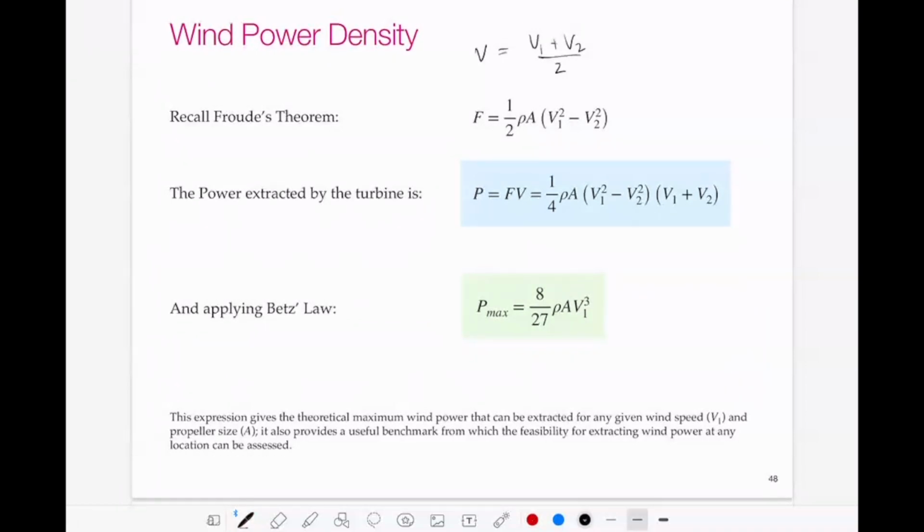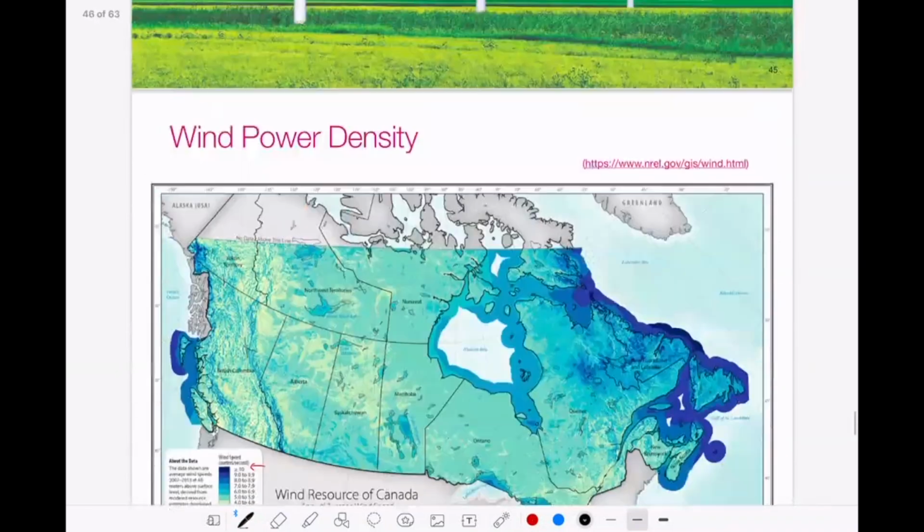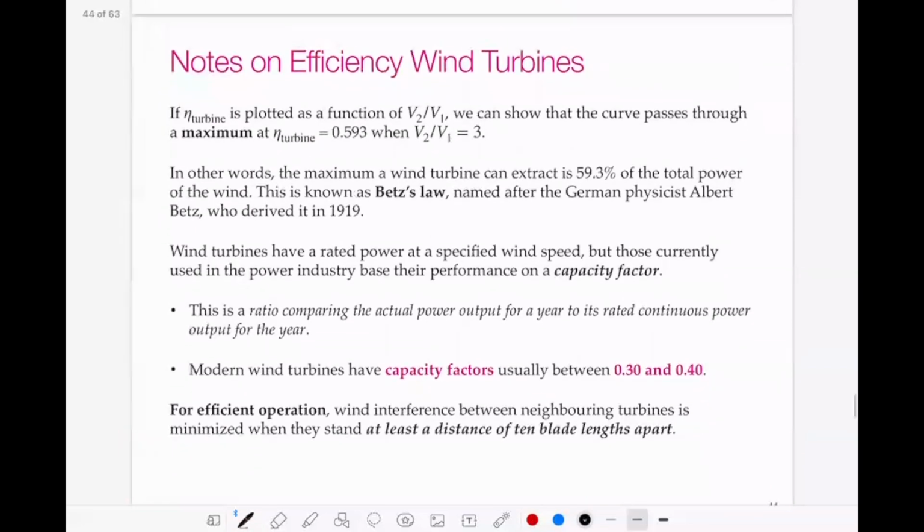And then if we apply Betz's law, which tells us when we have maximum efficiency, that maximum efficiency occurs when the ratio of V2 over V1 is equal to 1/3. So we said Betz's law gives our max efficiency as 59.3% when V2 over V1 is equal to 1/3. Make sure that's correct. Yeah, so when V2 over V1 is equal to 1/3.